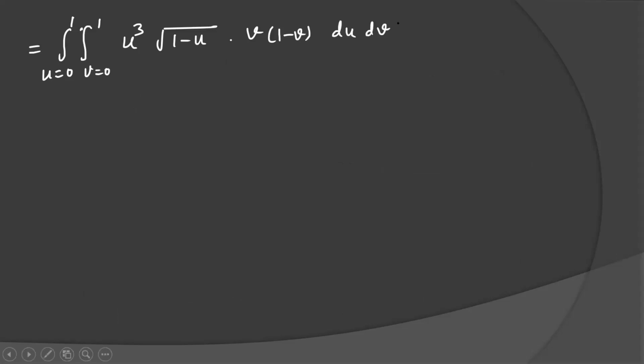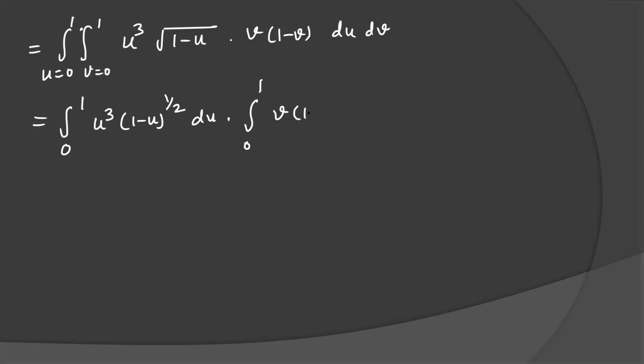Both the limits are constant, so you can separate these integrals: 0 to 1 of u cubed (1 minus u) to the power 1 by 2 du, into 0 to 1 of v(1 minus v) dv. Now you can apply the beta function. I have already given the lecture on beta and gamma. If you are not aware of beta and gamma, you can apply u equal to sin squared theta and v equal to sin squared phi. You will get integration in the form of Wallis integration, that also I have discussed in the beta and gamma lecture. So this is very important. For that I have given a beta gamma lecture for evaluation of this type of integration. Follow the beta and gamma integrals.